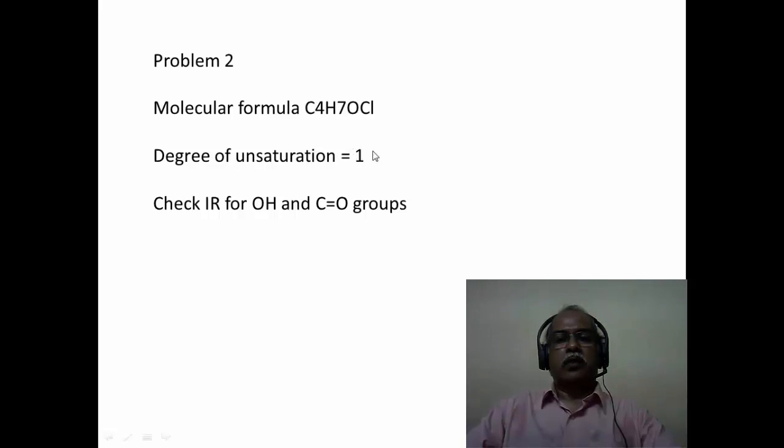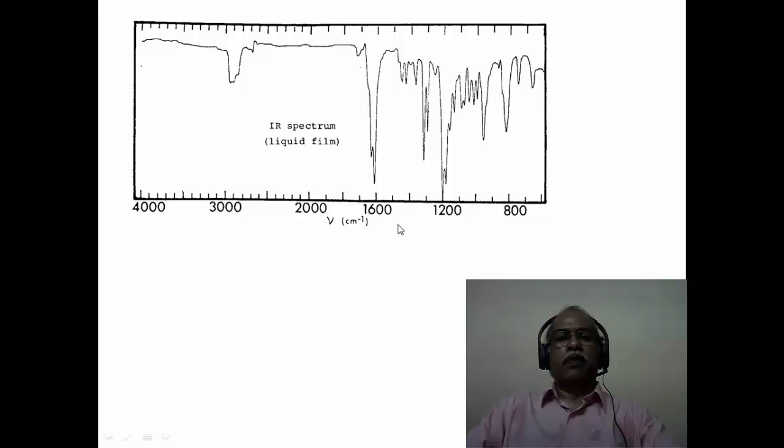This degree of unsaturation could be either a carbon-carbon double bond or a carbon-oxygen double bond, as you can see from the molecular formula. So one should immediately check the infrared spectrum for the presence or absence of an OH group, a carbonyl functional group, and also a carbon-carbon double bond if that is present in the system. Now from the infrared spectrum one can straight away tell that there is no hydroxy functional group, and there is also no carbonyl functional group because the region between 1660 to 1700 is completely blank. There is a peak at 1600 or so.